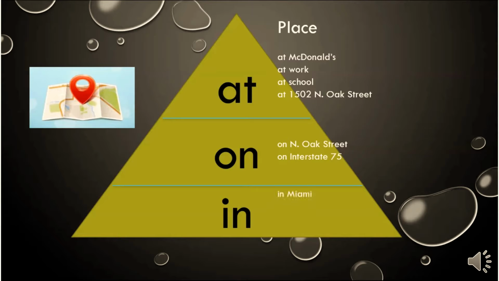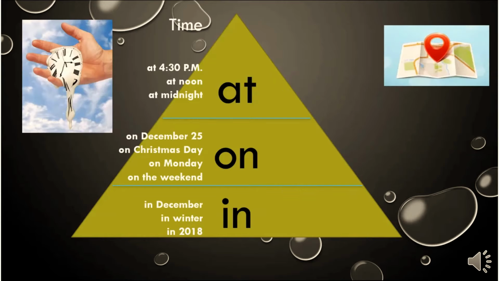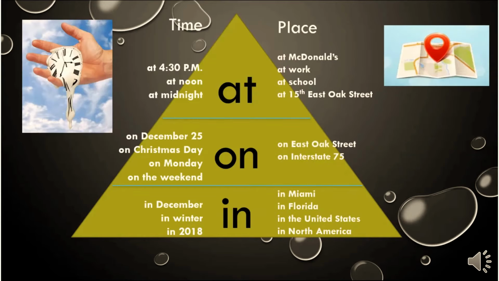And then we have even larger in Miami, in Florida, in the United States, in North America. So we start small with at, get a little bit bigger on, and then the largest would be in. So let's look at these side by side. And I recommend studying this chart to help you remember when to use each of the prepositions. Let's review.